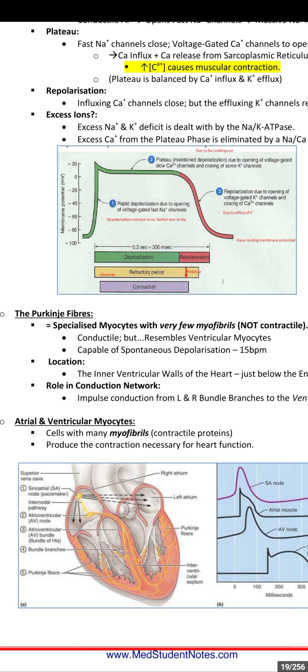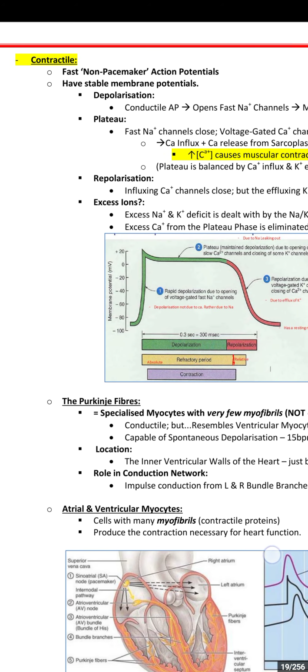So it is seen in the atrium and ventricles. These cells have many myofibrils and contractile proteins, so they produce the contraction necessary for the heart's proper functioning. So you can see the contractile and the conductile.